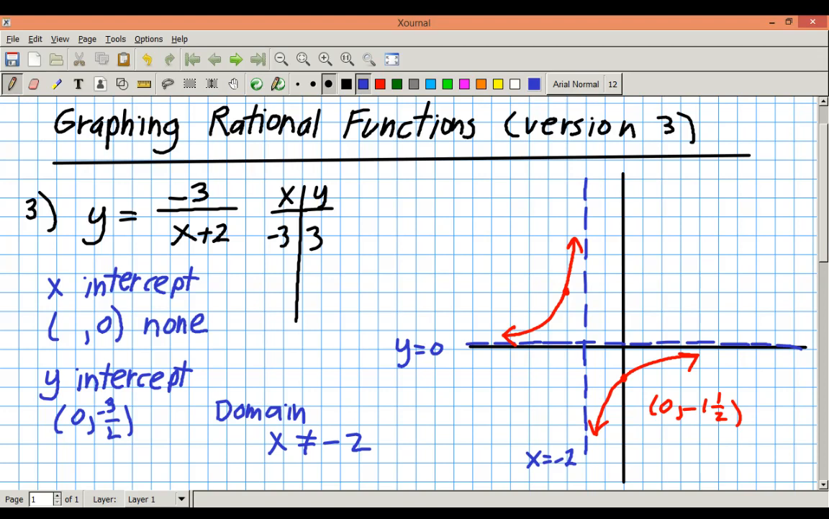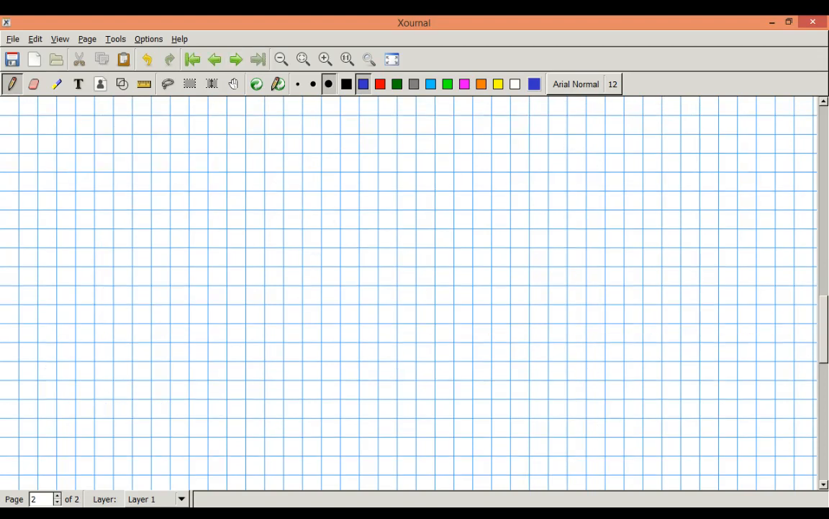Another one that's a review is number 8. And then the last one we'll do will be new to you. So number 8, I'm going to write like this. Y is equal to x plus 1 over x.